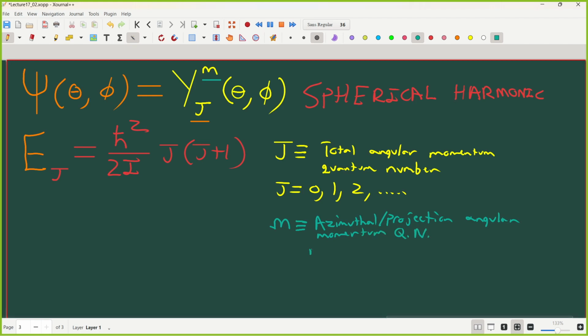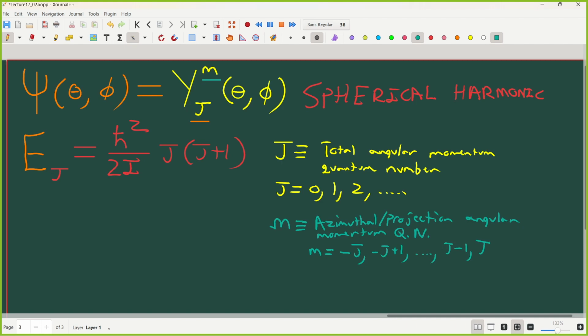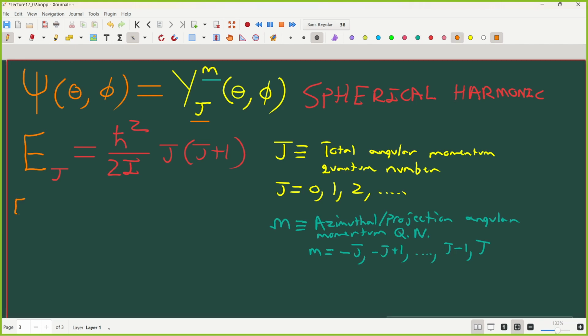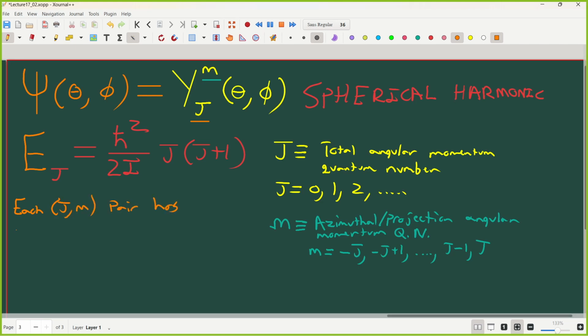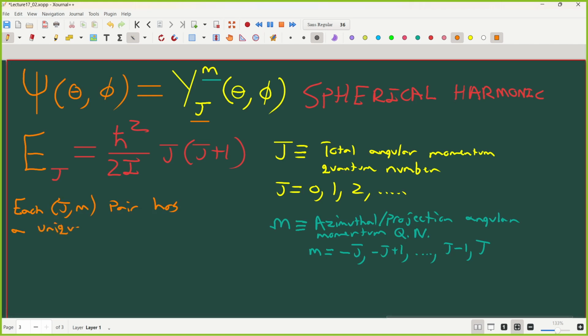And M has a very interesting behavior. It runs from minus J to minus J plus 1 all the way to J minus 1 to J. Okay, so the value of M is determined by J. All right, what does that mean? Let's think about this structure for just a little bit. So the idea is that each J, M pair has a unique wave function.